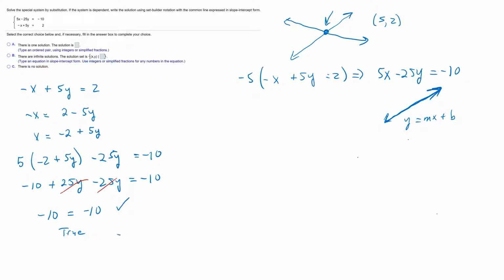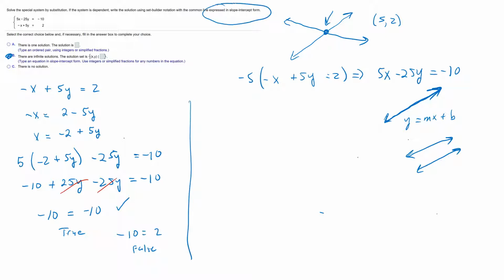If I had gotten a false statement like -10 = 2, that would have been false. That means there would be no solution. Geometrically, those conditions are describing two lines that are parallel. They'll never intersect, and that's why it'd be no solution. So this is an infinite number of solutions, so the answer choice is B. And the way we describe the solution set is in slope-intercept form. That's what they're asking us here in the directions, expressed in slope-intercept form, if the system is dependent.